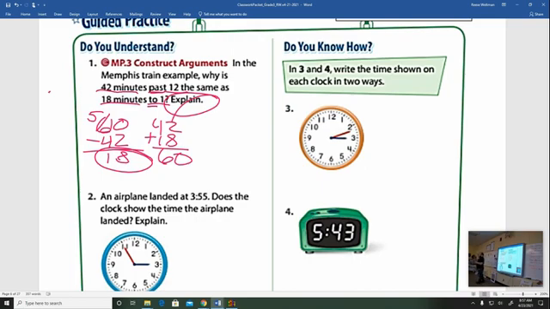So, one of the answers was, somebody say it to me again. Tell me again, in words, explain to me why those are the same thing: 42 minutes past 12 and 18 minutes to 1. Somebody restate it. Come on, don't make me call you out. Wilkins, why is it the same thing? Say it as a complete sentence, too. Tell me why 42 minutes past 12 is the same as 18 minutes to 1.